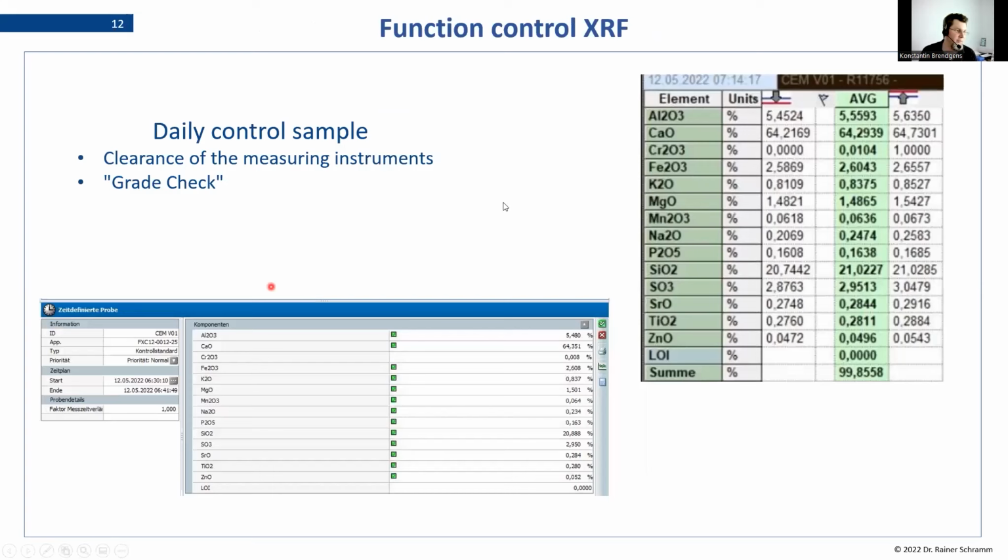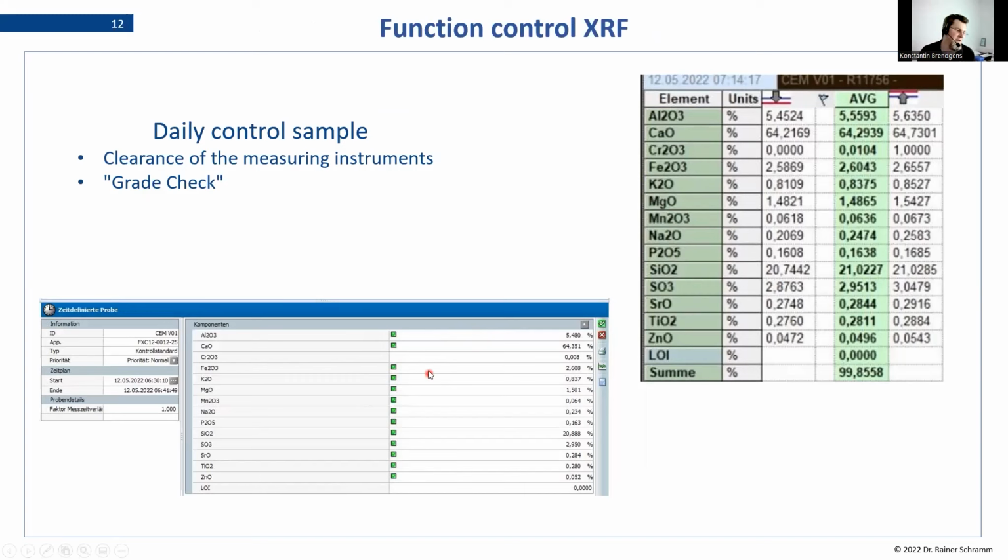And the way we do it in FLUXANA is with what is often called grade checks. So every day we measure a certain sample, and it's actually done automatically. And this one is then checked against a certain plus minus. And the machine tells us at first glance in the morning if the equipment is okay.